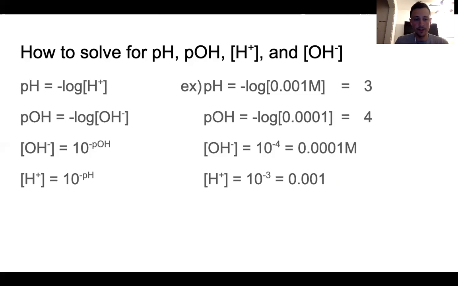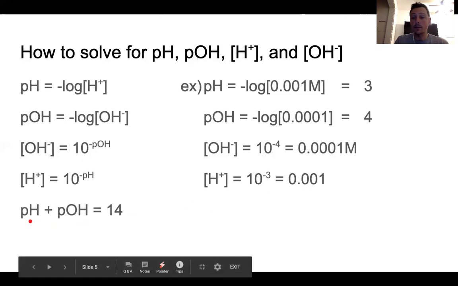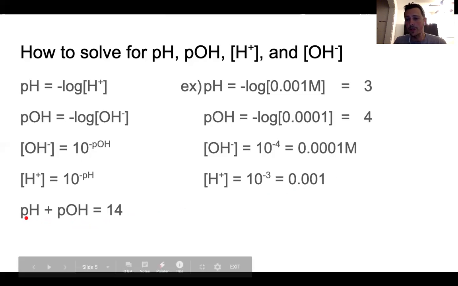Last tool we're going to be using is again the fact that the pH and the pOH when added together will always equal 14. So if we're given the pOH, we can find the pH just using simple subtraction.